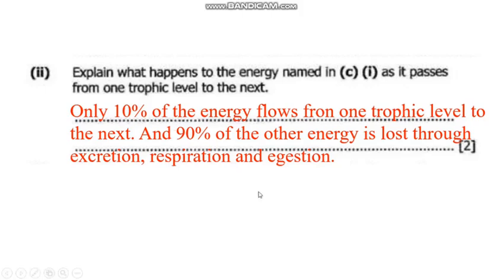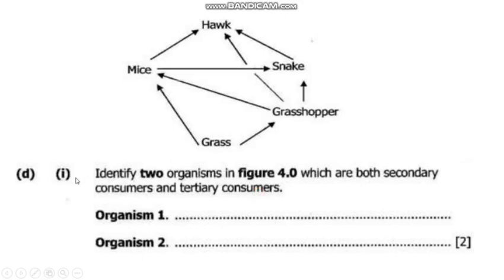We now come to our question D. So here under question D, we have two questions. So we are going to start with our question D1. So our question D1 reads, identify two organisms in figure 4.0 which are both secondary consumers and tertiary consumers. So here we need to identify two organisms in this figure right here, which are going to be the secondary consumers and the tertiary consumers.